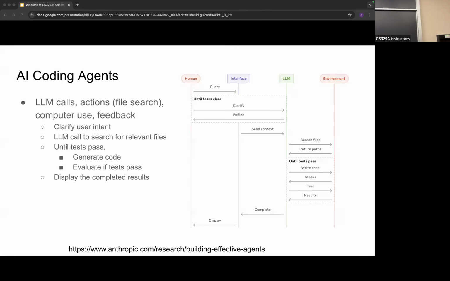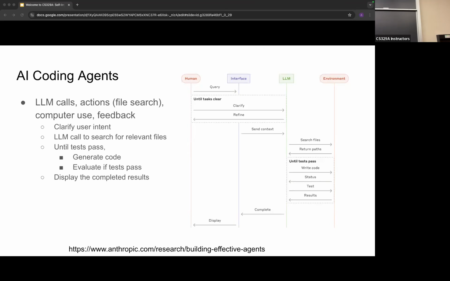The second part is that once you've understood what the user wants, possibly after refining, then you're making another LLM call to basically search for the relevant files, return the paths of what files you found, and then you keep repeating. Once you found the files that you want to go change, you keep repeating, you generate the right code, and you keep evaluating until the tests pass, and then you display output results.